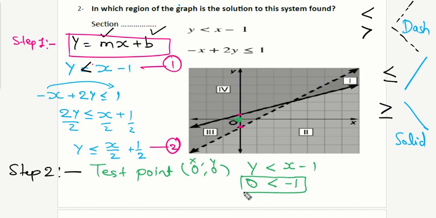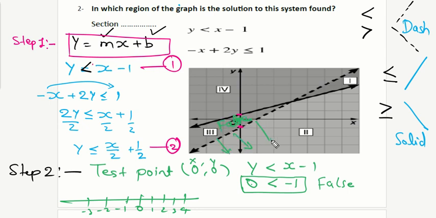0 less than minus 1. Is this true or false? It's false. Negative numbers are negative 1, negative 2, negative 3. Positive numbers are 1, 2, 3, 4. Right? So negative 1 is a smaller number, so false. If this side is false, then you will shade the opposite side. Right?